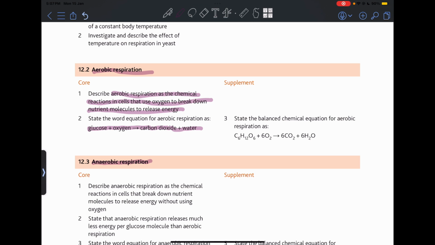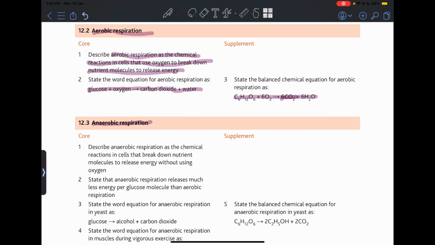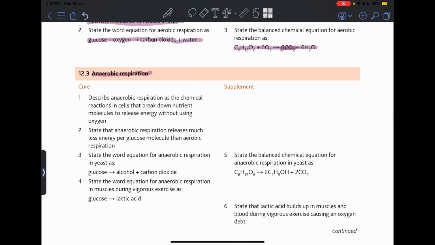Now, for extended students, the core students only have to know the word equation. For extended students, you have to know the balanced chemical equation, which is this one: C6H12O6 plus 6 O2 produces 6 CO2 and 6 H2O. So this is basically the opposite of the photosynthesis equation. You have to memorize that, and you also have to write it down as a balanced chemical equation.